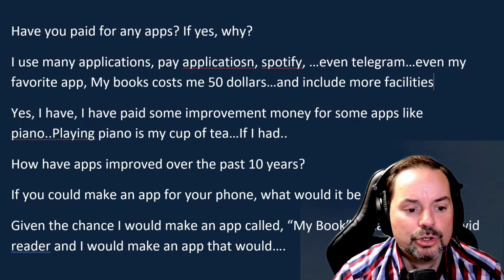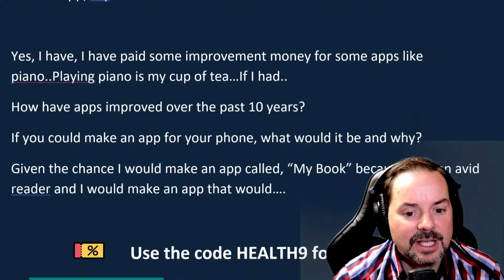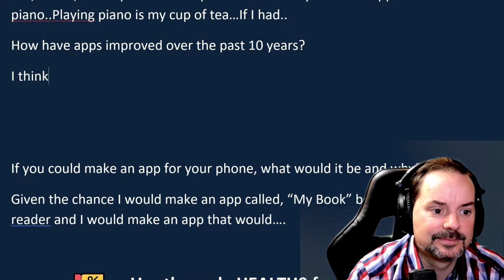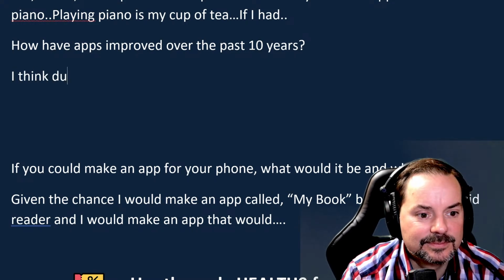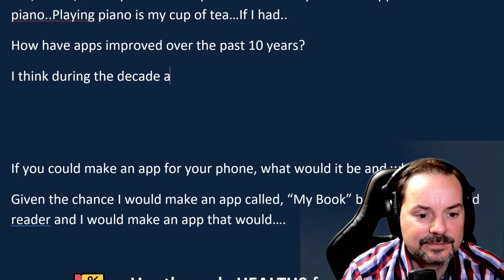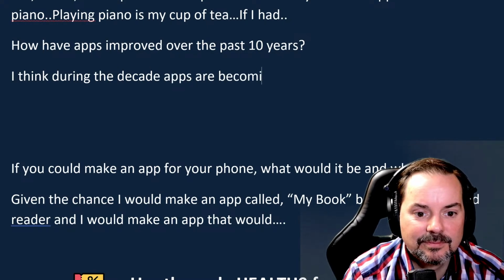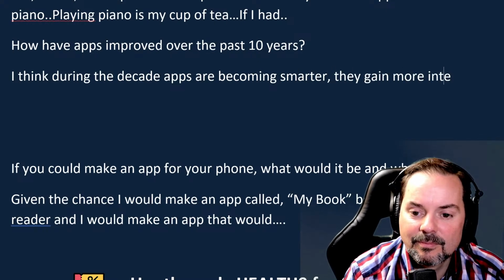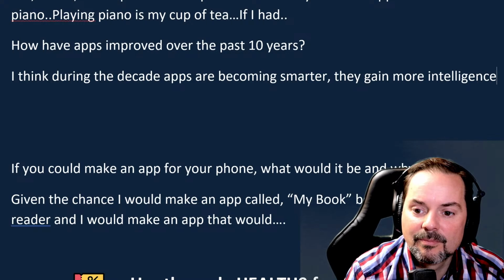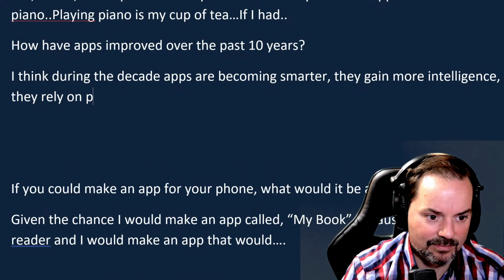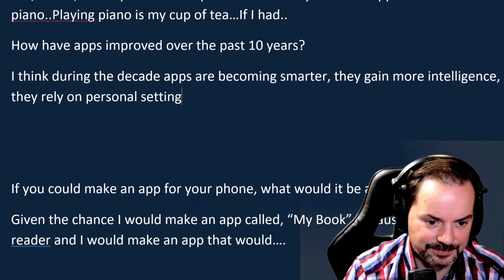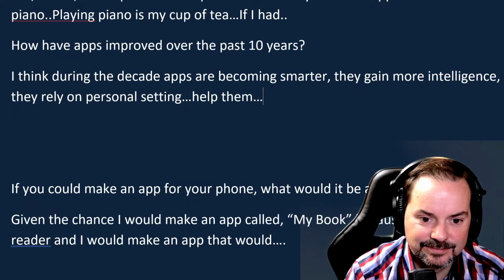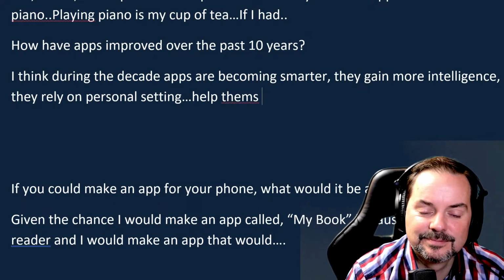How have apps improved over the past 10 years? I think during the decade, apps have been becoming smarter. Even every day, they gain more intelligence than ever before. I mean, they rely more on personal preferences, special settings, and AI integration helps them study a person inside and out and make such suggestions that only a best friend could do.